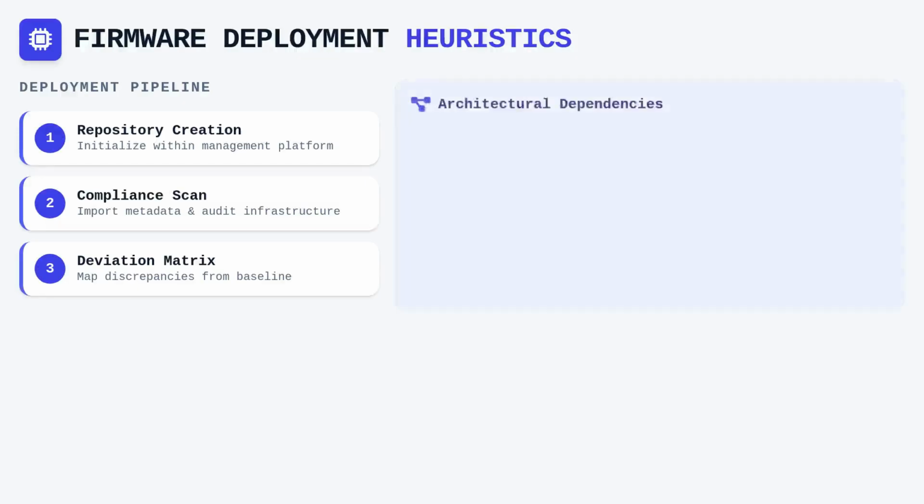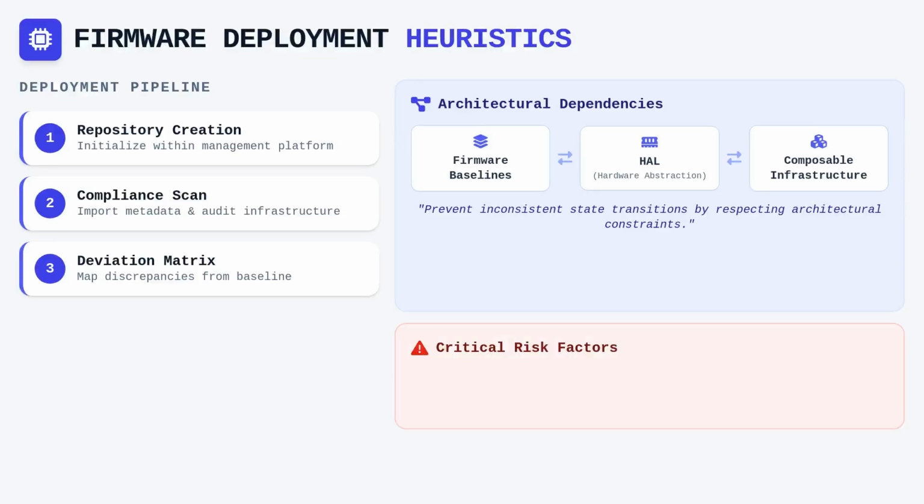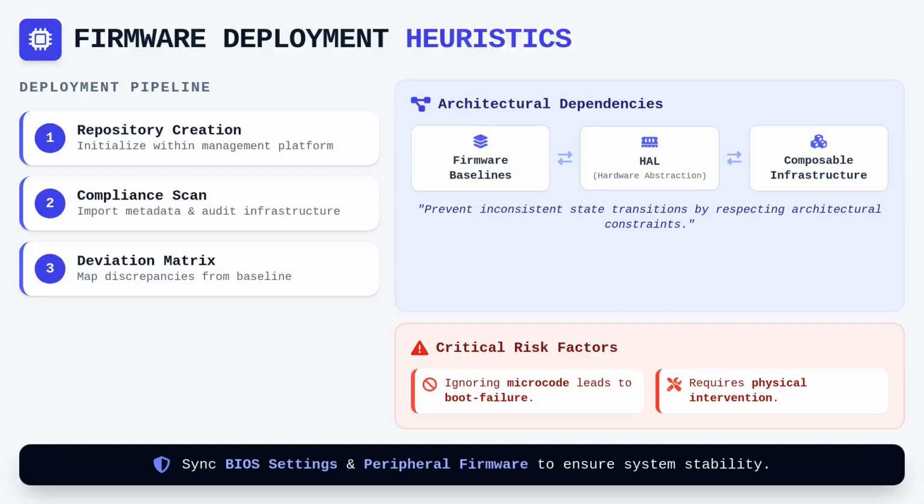We must understand that firmware baselines interact heavily with the underlying hardware abstraction layer, particularly when dealing with composable infrastructure. The deployment process itself must respect architectural constraints, such as the dependency between BIOS settings and peripheral firmware, to prevent inconsistent state transitions. If you attempt to update component firmware while ignoring dependent microcode versions, you risk triggering a boot failure scenario that requires physical intervention.